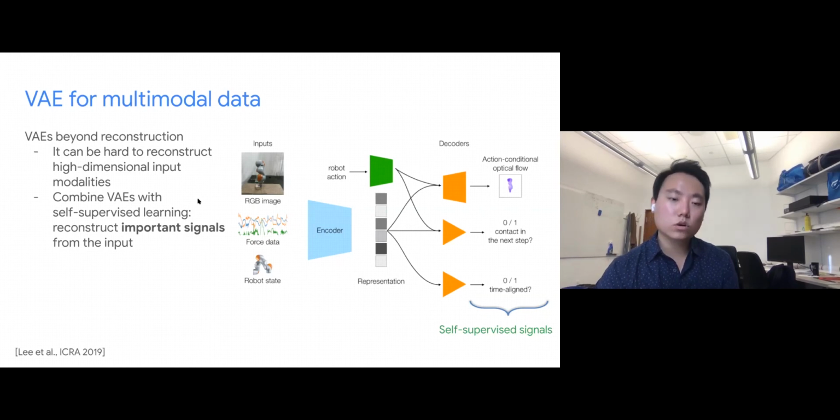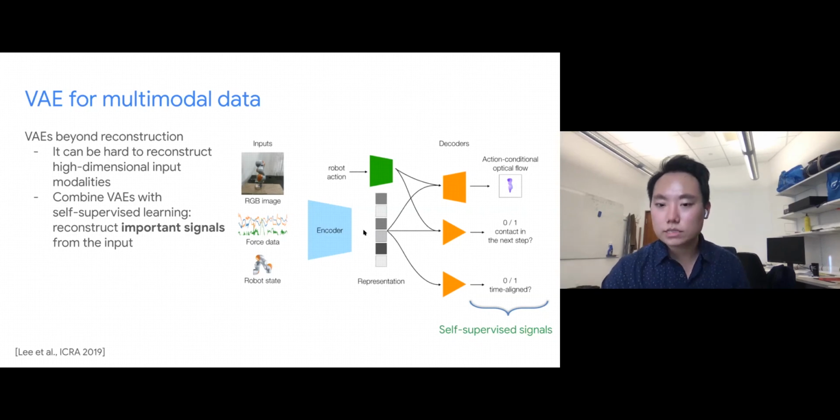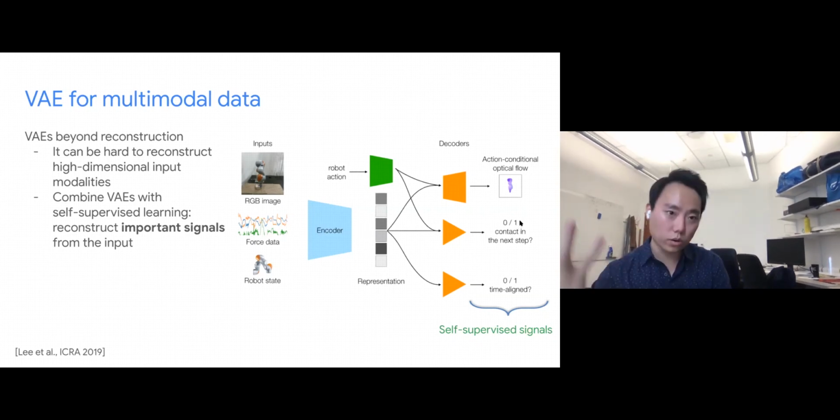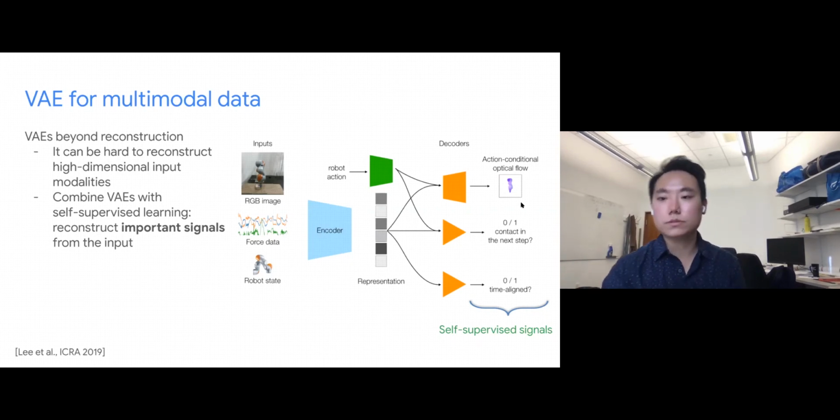So what they did was combine VAEs with self-supervised learning. Instead of reconstructing the input itself, reconstruct some other signal which you know will be informative for your prediction. And these signals, if you choose them well, can be much lower dimensional, but at the same time as informative or even more informative compared to reconstructing the input.